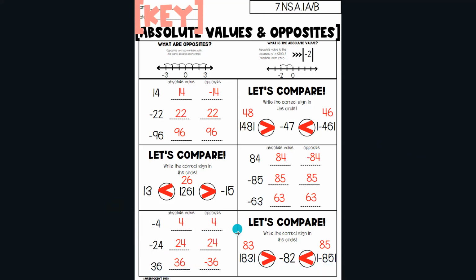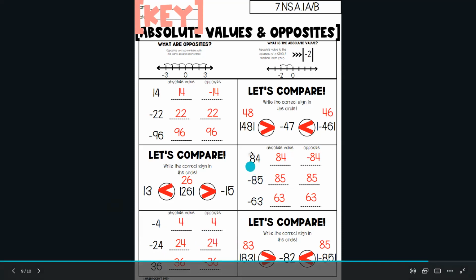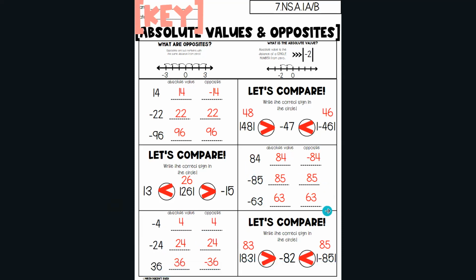Our final comparison, we want to put the absolute value of 83, which is 83, the absolute value of negative 85, which is 85, and we would say that 83 is greater than negative 82 is less than 85.